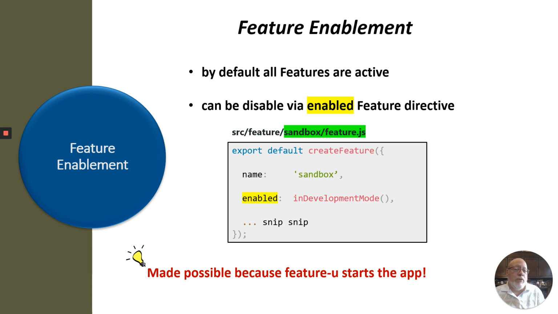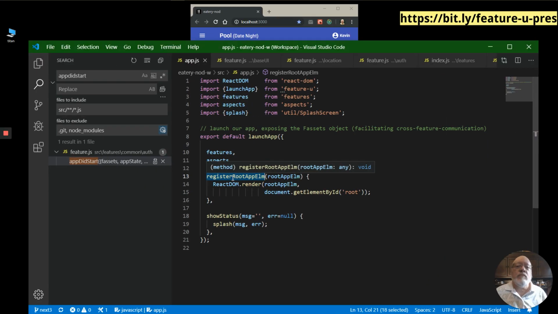This is one of the simplest implementations internally within feature U. Feature U is given a set of all of the features that make up your application. The very first thing it does is simply prune that list into an active set of features and use that going forward. So let's take a look at that in our code.